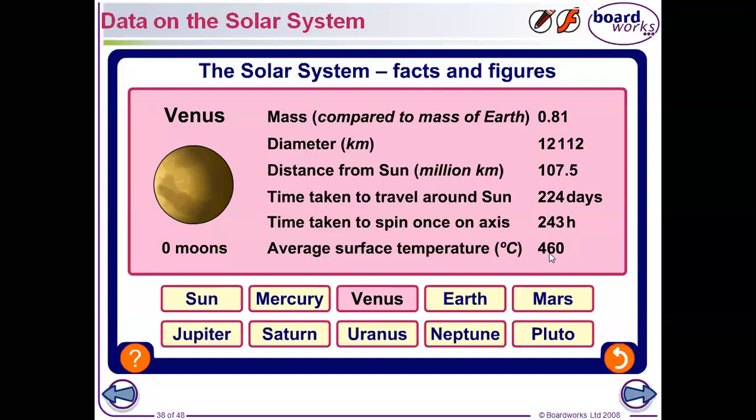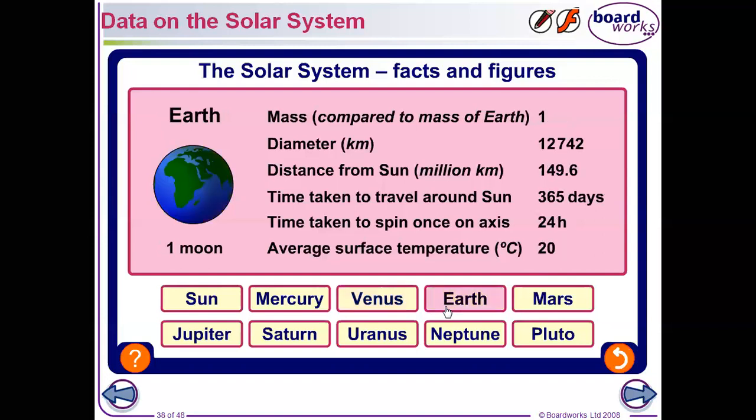Okay, the reason why it's hot is because of the concentration of greenhouse gases, carbon dioxide and sulfur there. The atmosphere is actually made up of carbon dioxide and sulfur. So most of the heat doesn't get to leave. Okay?